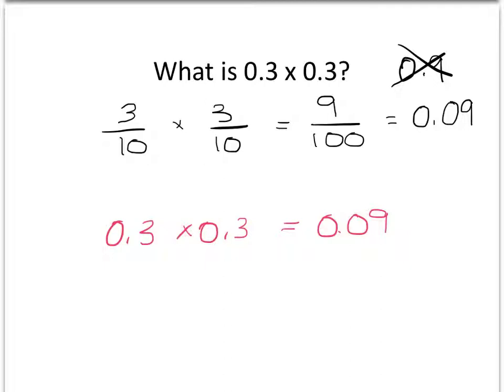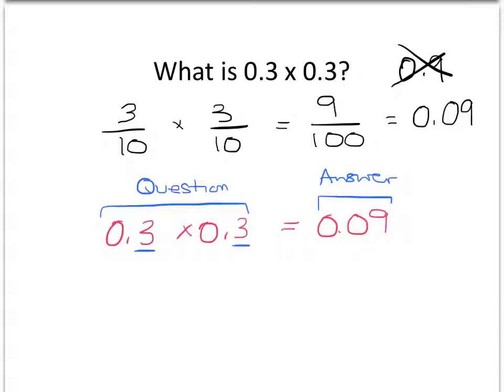Okay, now I'm going to give you an easy way to remember how to do this if you don't want to convert to fractions all the time, and that is to count the number of decimal places in your question. So this is the question part, and this is of course the answer. So in my question altogether I have one decimal place here and one decimal place here, so I've got 2 decimal places in the question. And so that means I must also have 2 decimal places in the answer. So the number of decimal places in the question must be the same as the number of decimal places in the answer.